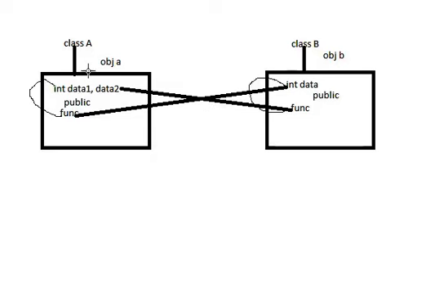So these functions are accessing the data from different classes, and that data is private. This function that is under class B wants access from class A, which has private data, data1 and data2. But this access is not possible. So to make this access possible, we are going to use a friend function, by using the keyword friend only.